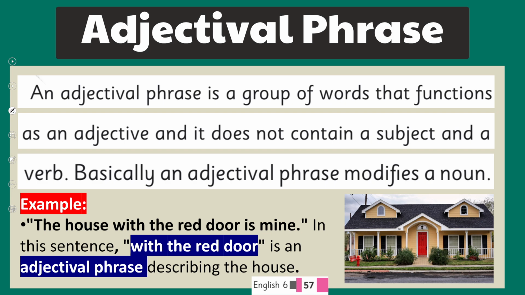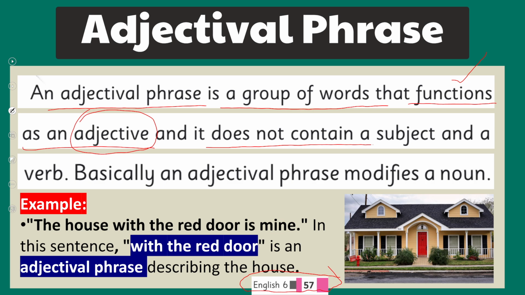So let's read the definition from page 57 of your book. What is an adjectival phrase? An adjectival phrase is a group of words that functions as an adjective. As I have mentioned, they are the same as adjectives. They also tell the quality, quantity or characteristic of a noun. So their function is the same as adjectives. They work as an adjective but in the form of a group of words.